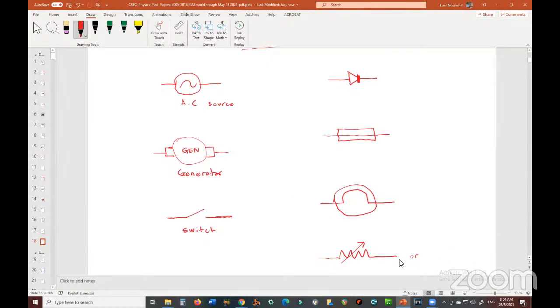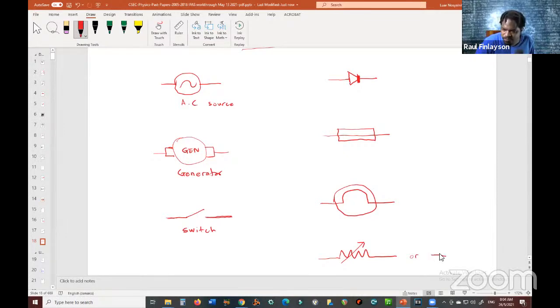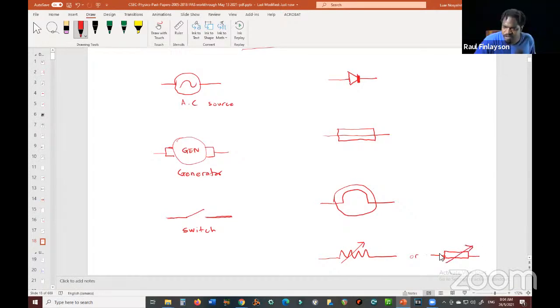Or sir, is it a diode? Is it? Is it a diode? Well, we'll find out. We'll definitely find out. Is that a diode? All right.